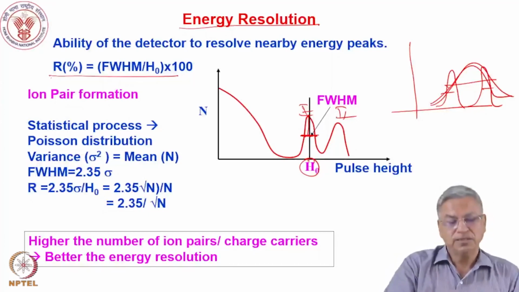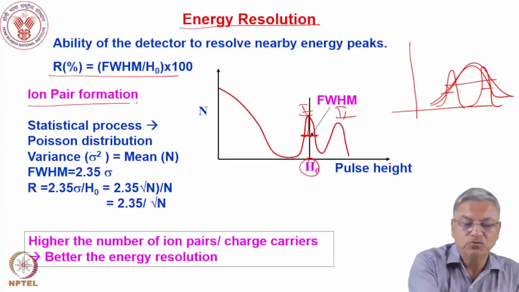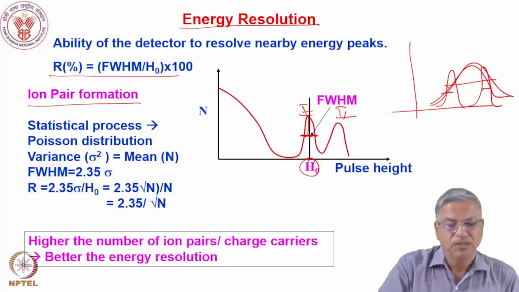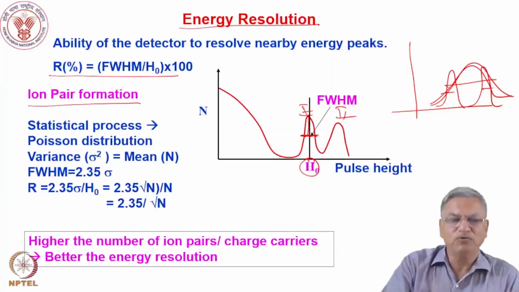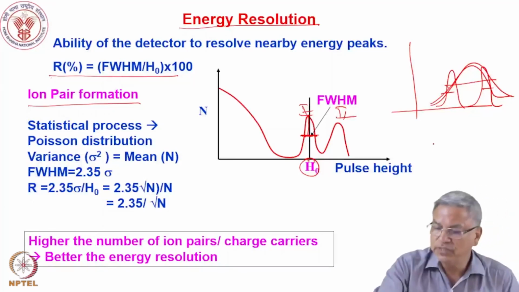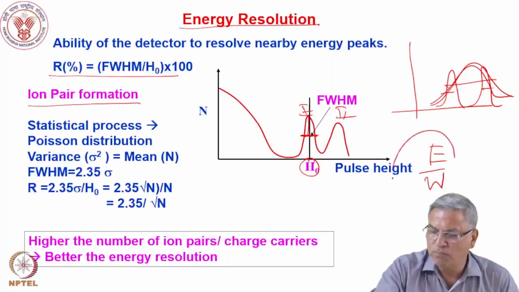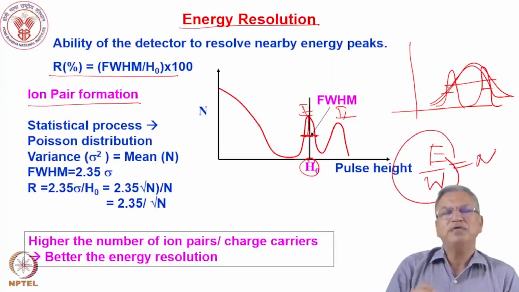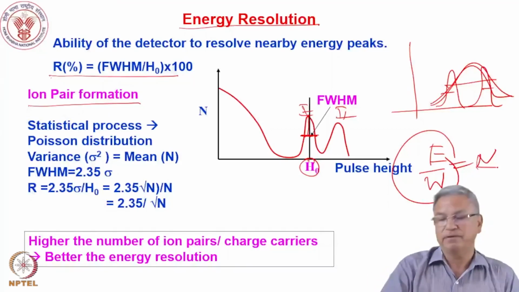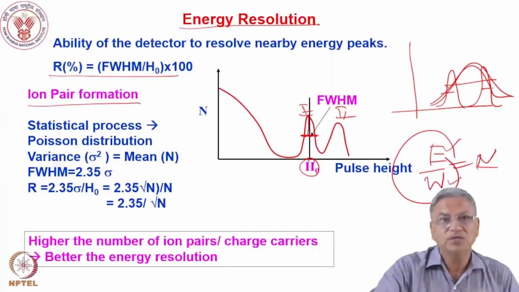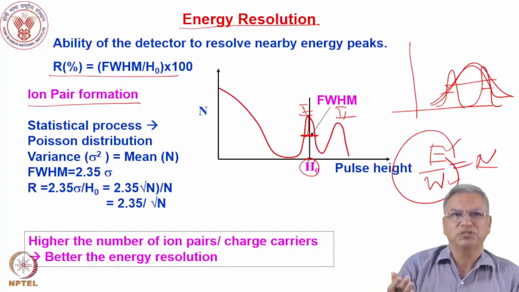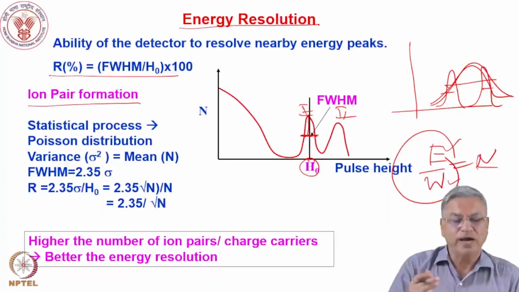Now let us go into a little more detail of how we define this resolution and how we can improve it. When the radiation is falling on a detector system, we cannot define a priori how many ion pairs will be created. Though we say E by W is the number of ion pairs, every time a single energy photon or an alpha particle interacts, it will not give the same value of N. Though the energy is constant, the W value is actually an average energy. So N is not constant. This is a statistical process, a random fluctuation in the number of ion pairs.